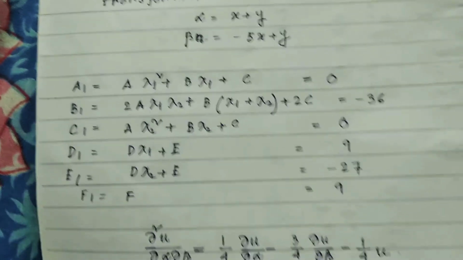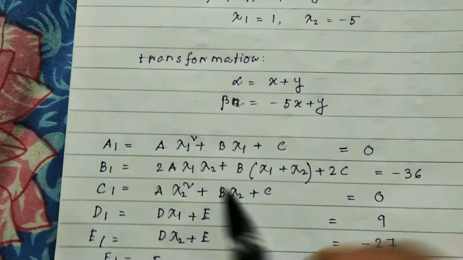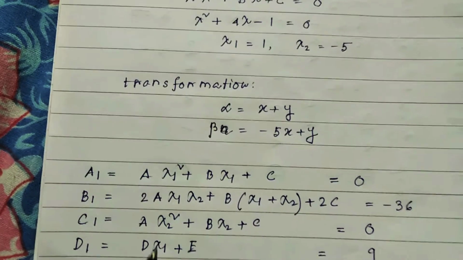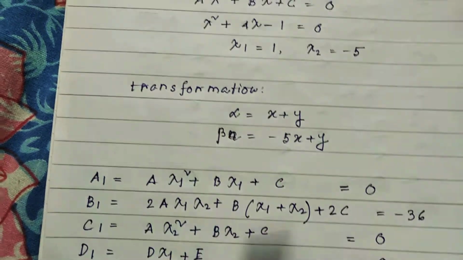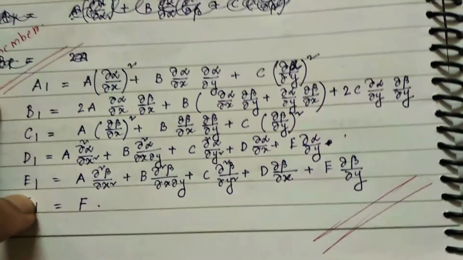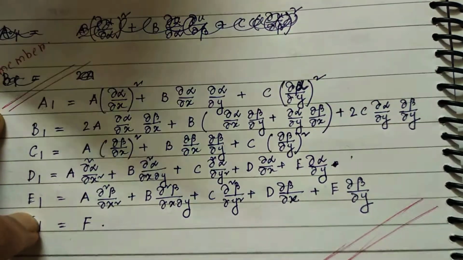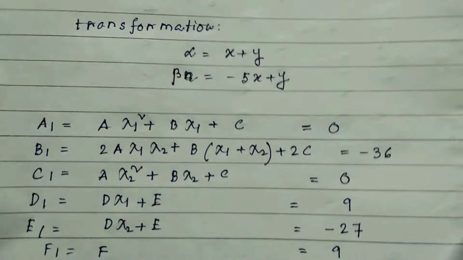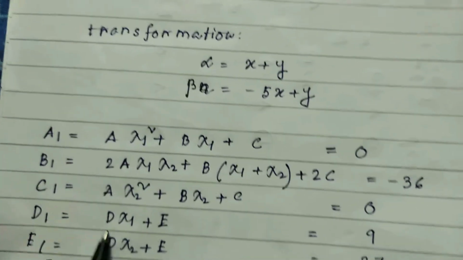So now if you calculate what will be the value of a1, b1, c1, d1, e1, if you calculate these things, you will get these things. If you remember these results or formulas, you can at once calculate del alpha del x, del alpha del y, and all these derivative terms, and you can put them here, and if you simplify, you will get this.